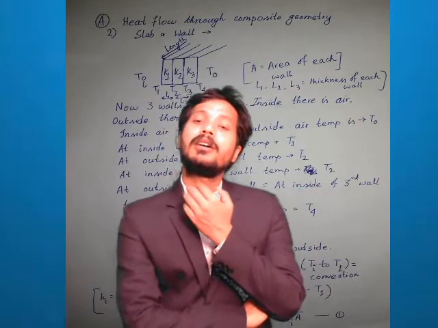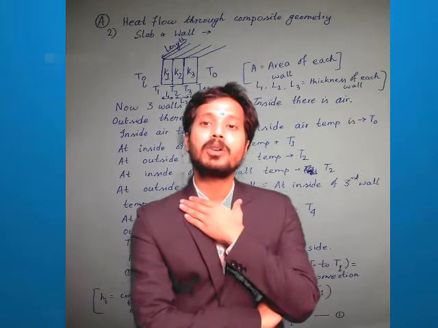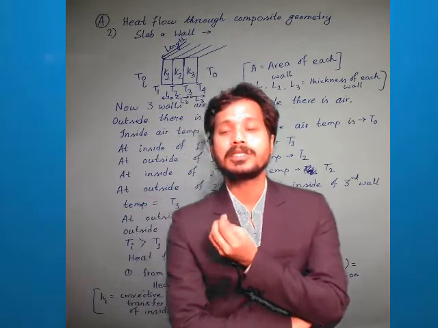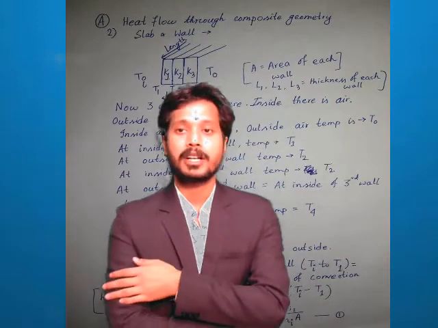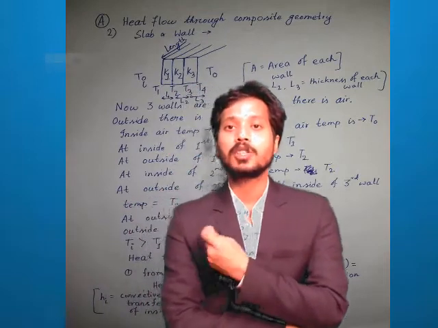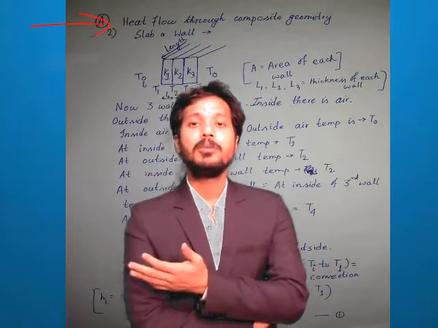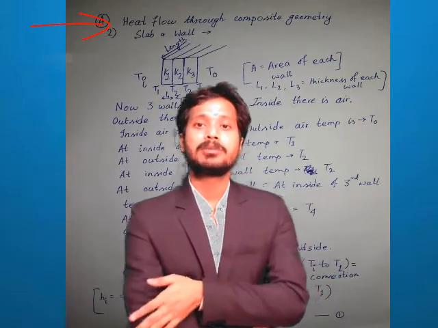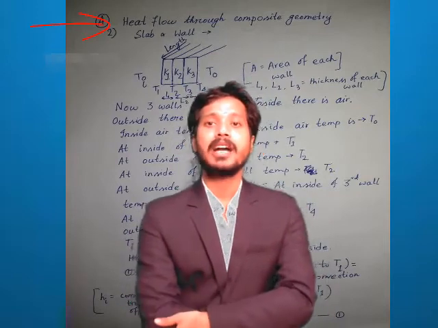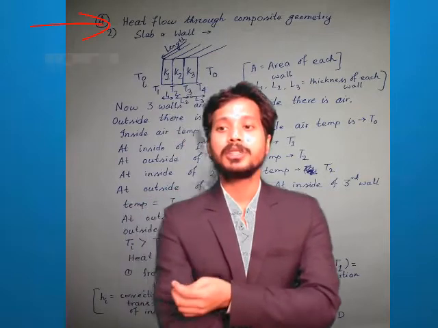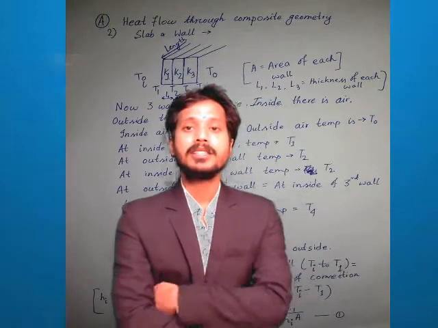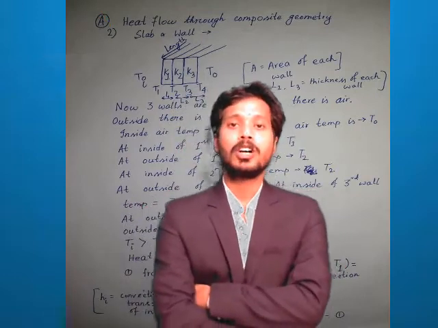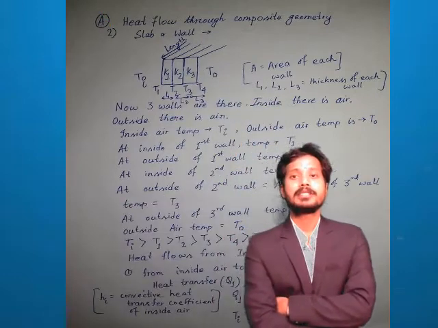In the previous classes we discussed a single slab or single cylinder or single spherical body, but now we'll be discussing composite geometry, meaning we'll be adding a slab with one more slab or with two more slabs. With n number of slabs added, we'll see what the amount of heat transfer is. So here you can see heat flow through composite geometry, that means slab or wall.